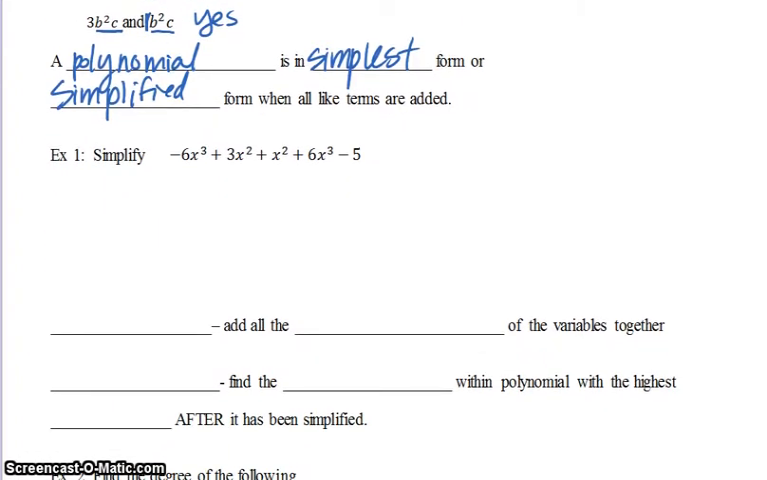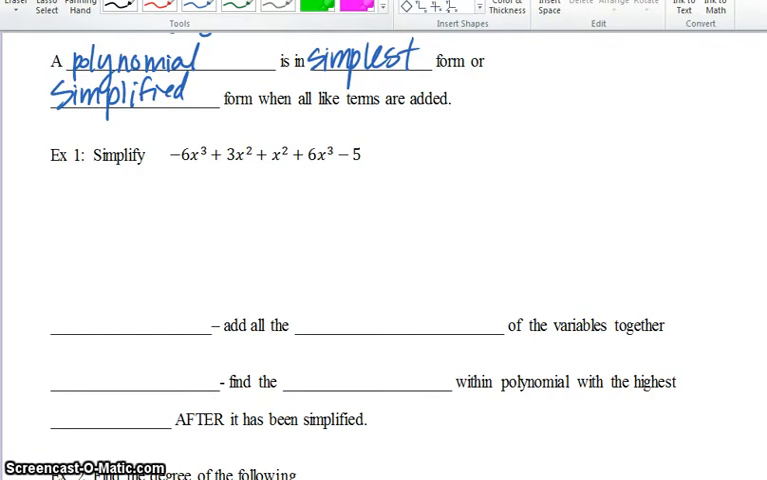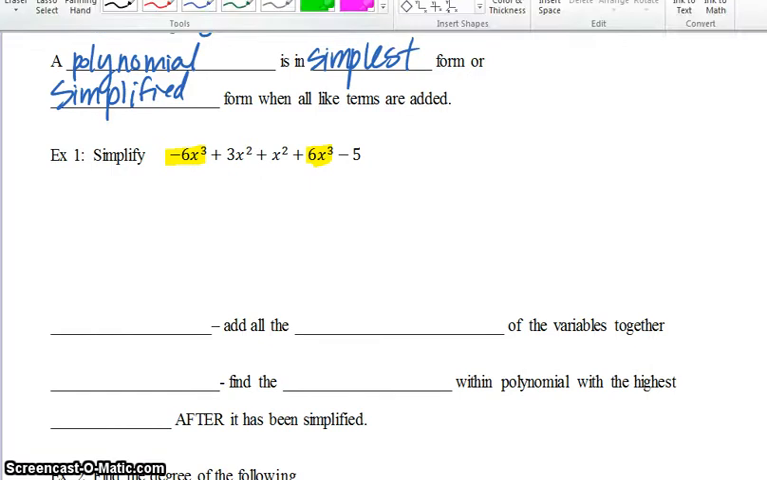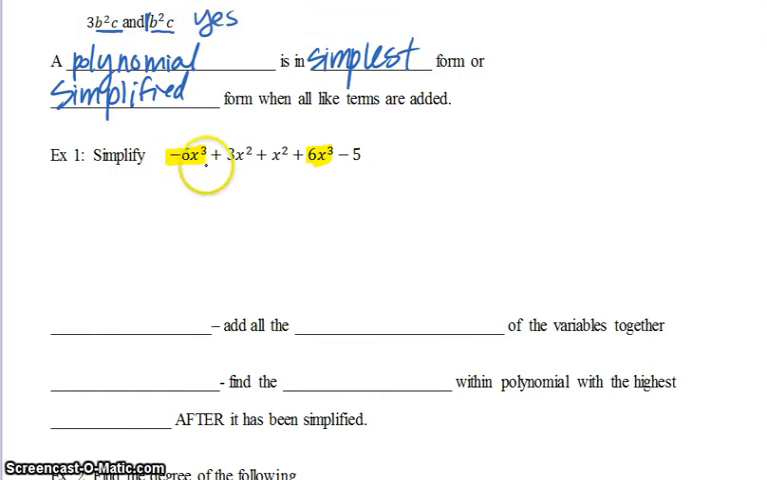I'm actually going to highlight some like terms. I have the x cubed right here, and there's an x cubed right here. So I need to add these terms together, which, believe it or not, cancel each other out, because negative 6x cubed plus, you take the sign in front of it. That's how you determine it. You take the sign in front. So those actually cancel out.